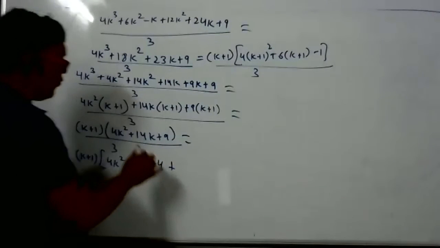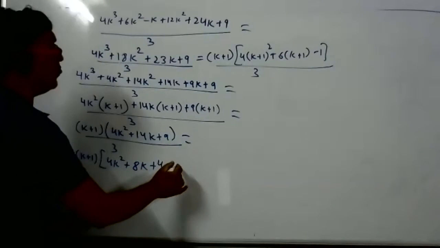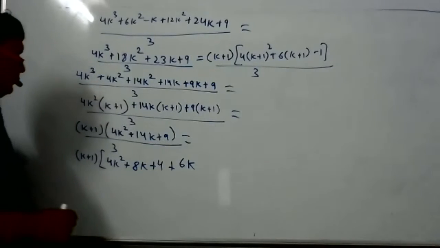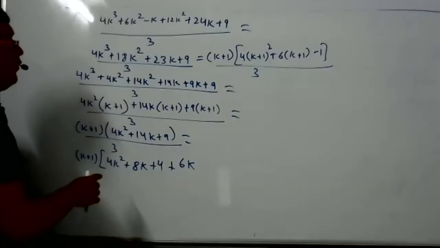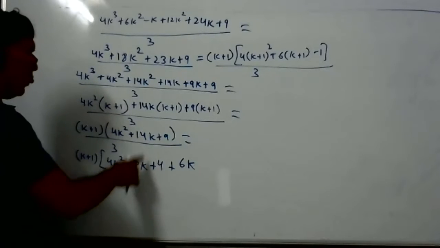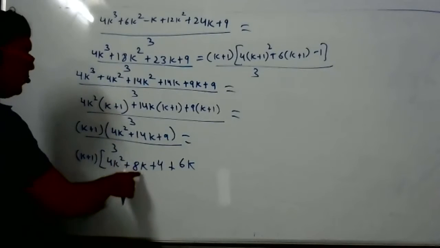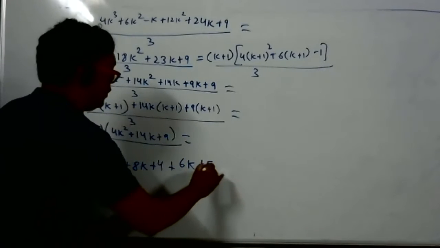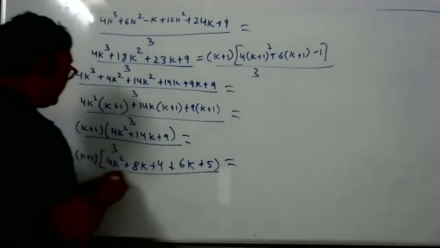And then out of 14k I wrote 8k. So what is left now? 6k. Out of 9 I wrote 4. Sir, how will it be 8k? It will be 4k only. Okay, we'll see if it is 4k or something else. So 14k means I wrote 8k, so 6k. Out of 9 I wrote 4, so 5. And the right side is the same by 3.